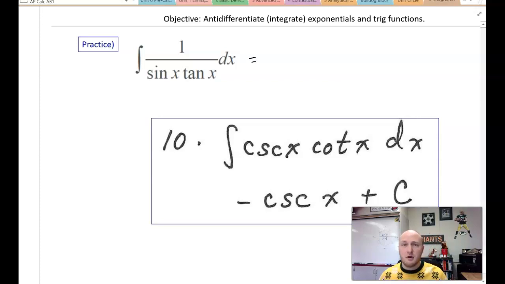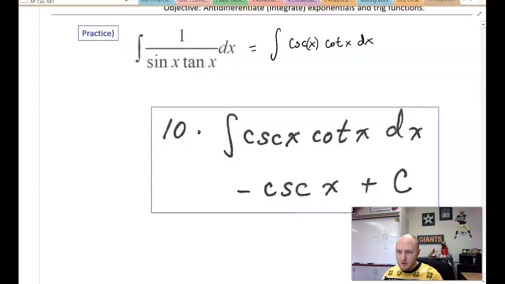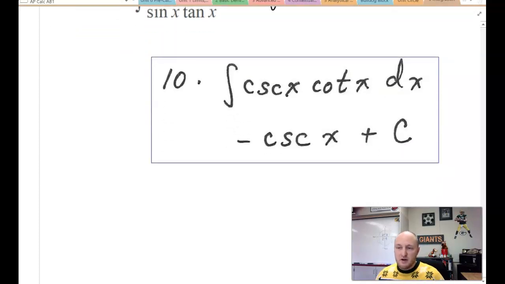But if we use our reciprocal identity rules, 1 over sine x is cosecant x, and 1 over tangent x is cotangent x dx. And if you integrate that, the derivative of cosecant of x gives you negative cosecant x cotangent x. So we don't have that negative, we have to add on the negative, but there is our answer: negative cosecant of x plus c.